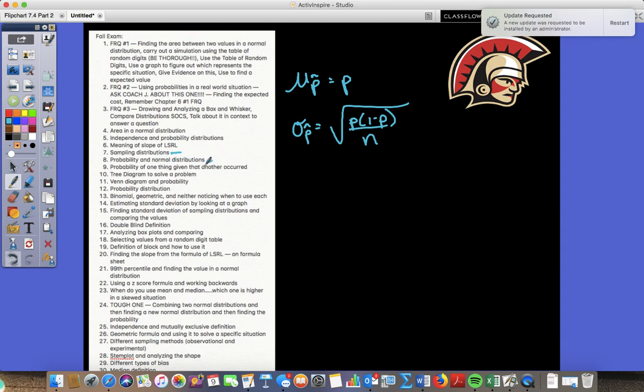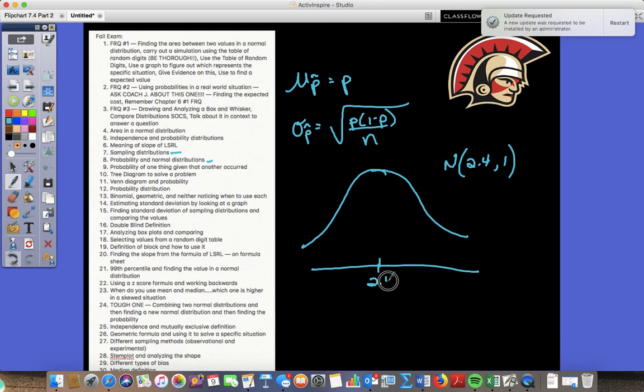For probability and normal distribution, let's say we have a mean of 2.4 and a standard deviation of 1. If I ask what is the probability of getting a 5 or higher, probability in a normal distribution is the area, and all of it is 100%. So from 5 to the right, this area is the probability. You could do normal CDF for that as well.